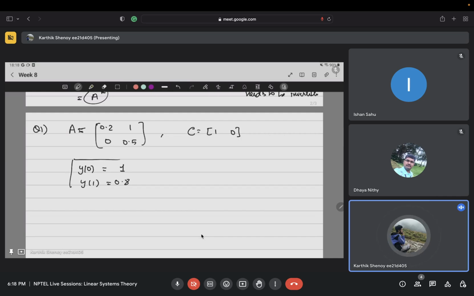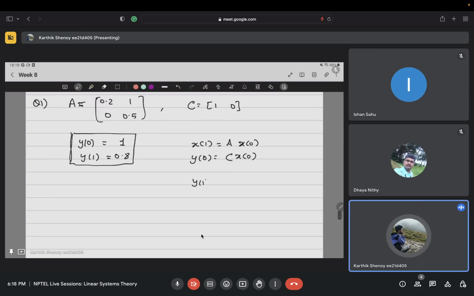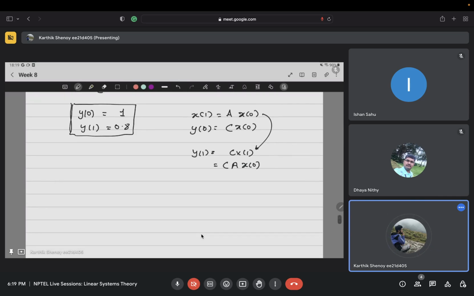Okay, I have these two values. So what is my x of 1 equal to? A times x of 0. Okay, y of 0 is C times x of 0. And what is y of 1 equal to? C times x of 1, which is the same as C times A times x of 0. Let me write this in matrix form.